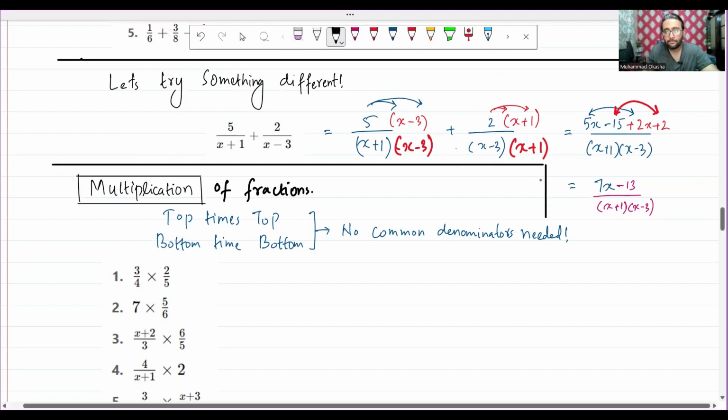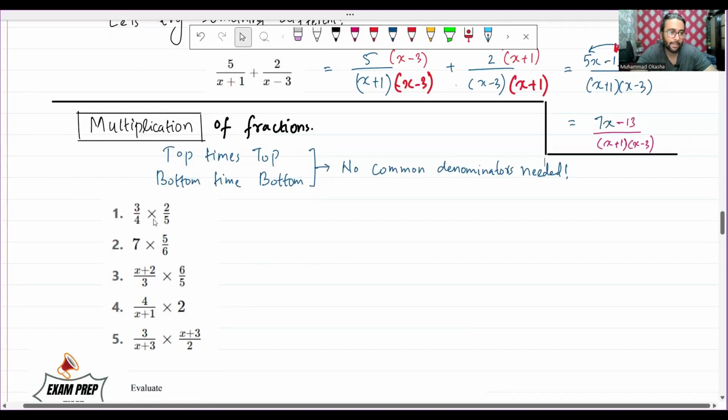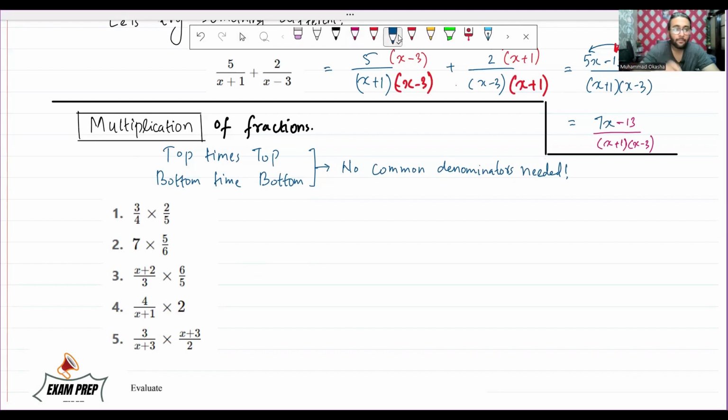This is why whenever students see a plus or minus sign, they get ew. And whenever they see a multiplication sign, they get happy. Like, I could just multiply top with top, bottom with bottom, and I'll be done. Okay, let's do this. 3 times 2 would be 6, 4 times 5 would be 20. Done here. Now, if you look at this number 7 over here, 7 multiplied by 5 divided by 6.